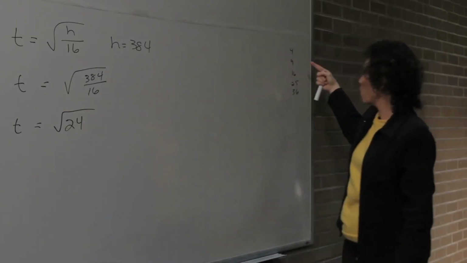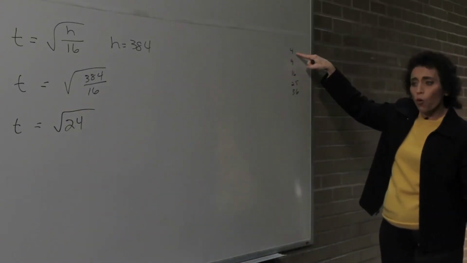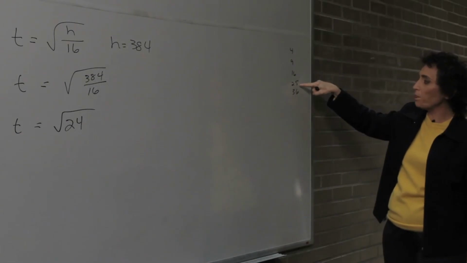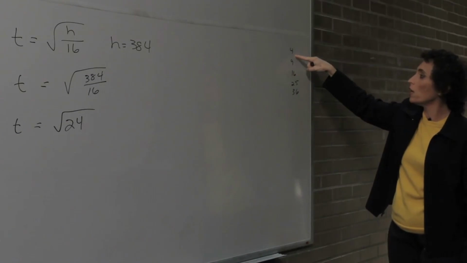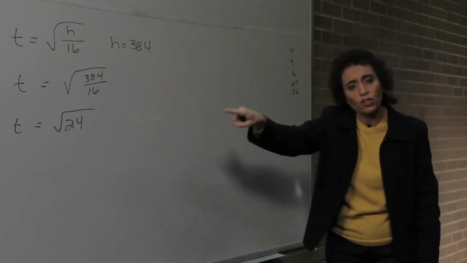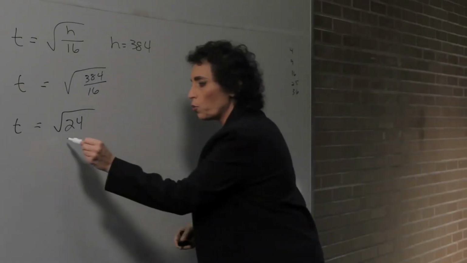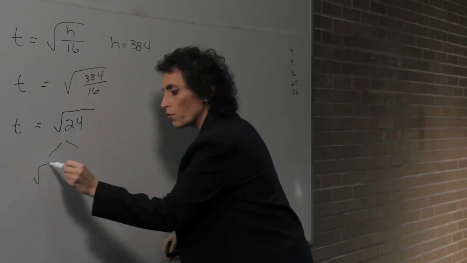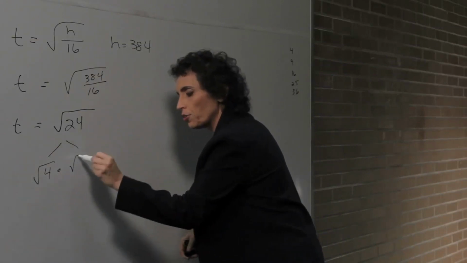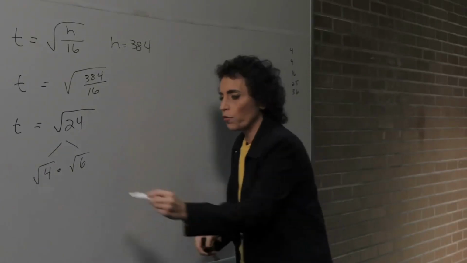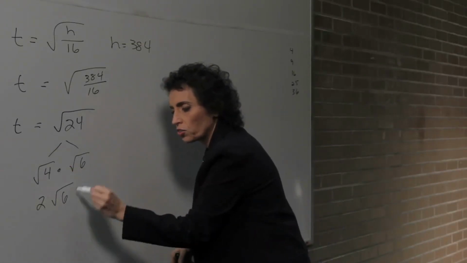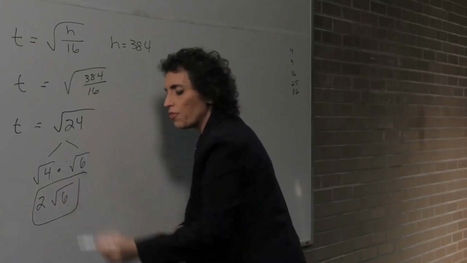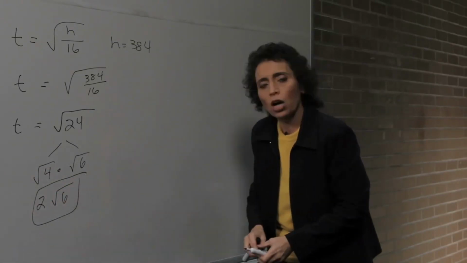Let's take a look at our perfect squares. Okay, 4 divides into 24. Nothing bigger does. Okay, remember, it's got to go in without a remainder. It's got to be a factor. So 4 is the biggest perfect square factor of 24. So we're going to break this up. Square root of 4 times, yes, you got it, square root of 6. Square root of 4 is 2. It's perfect, comes out of the house. Square root of 6, not perfect, stays in the house. That's your exact answer, 2 times the square root of 6.